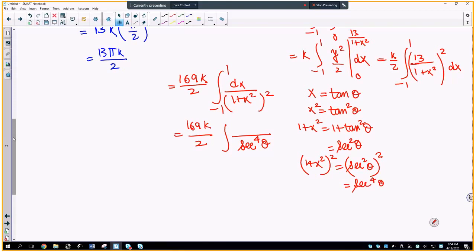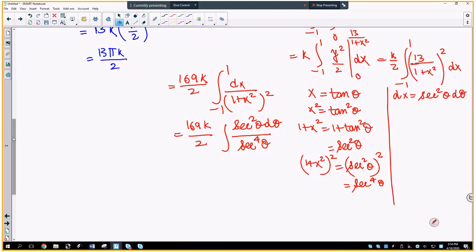What else? We need to understand the concept for dx. So if you derive x equal to tangent theta, you will get dx equal to secant square theta d theta. So that can go in the actual antiderivative now, secant square theta d theta.